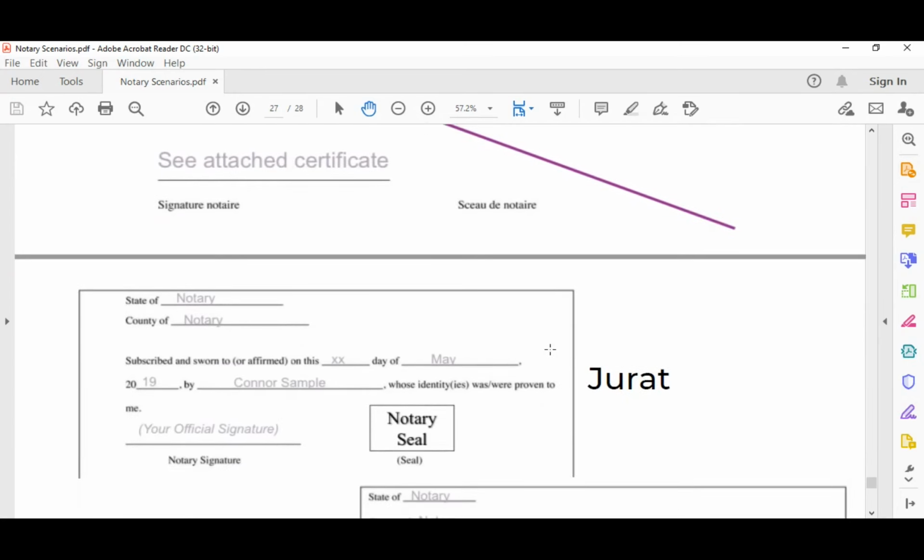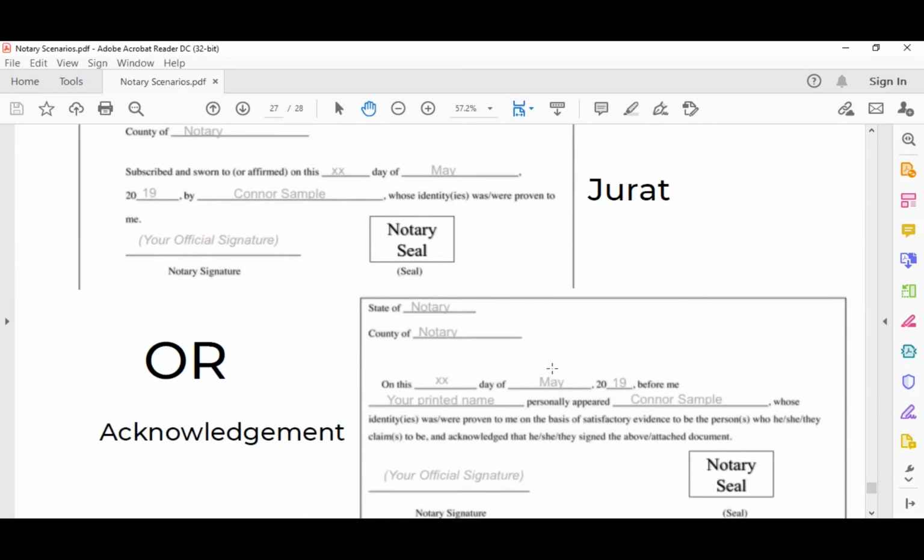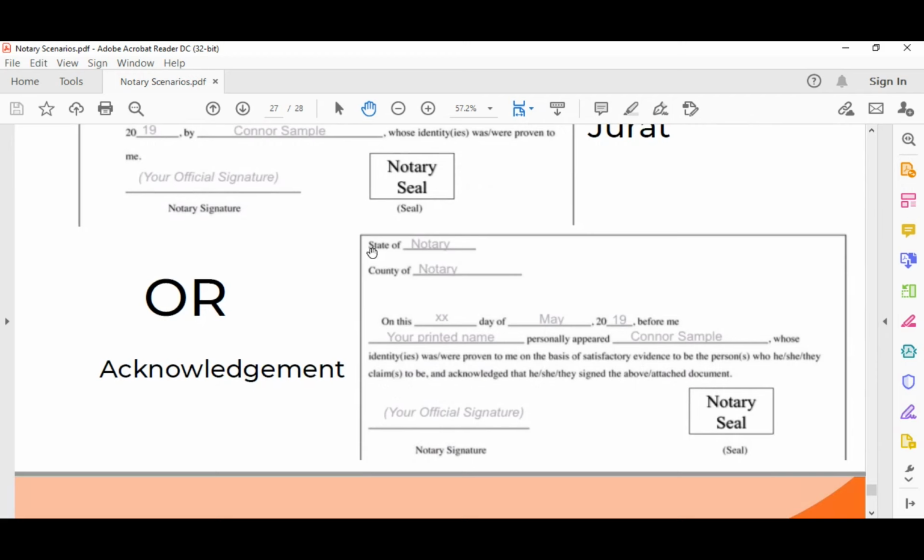Now, if he had chosen a jurat, this is how the jurat would look, but he chose an acknowledgement. So we're going to fill out an acknowledgement. It's going to be the state where you're commissioned, the county where you are currently doing the notarization. Going to put the date. Before me would be you, the notary. Personally appeared, the signer. Going to make sure you choose the correct verb: was, were, person, persons, who, he, she, they. Strike a line through the ones that don't apply. Sign and apply your seal.